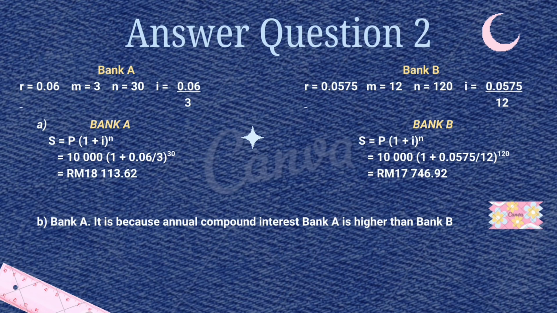For question B, the answer is Bank A. It is because the annual compound interest of Bank A is higher than Bank B.